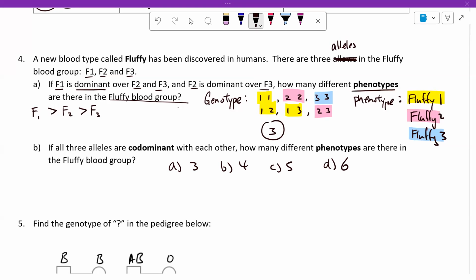Excuse me, what does codominant mean? Codominant means, like IA and IB are codominant. They both show up. Okay, I got it.